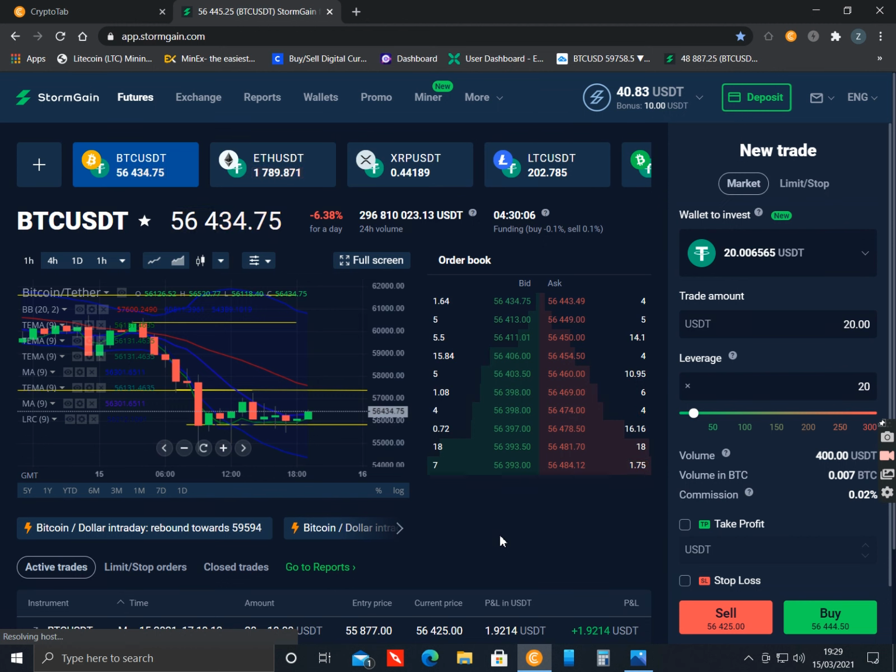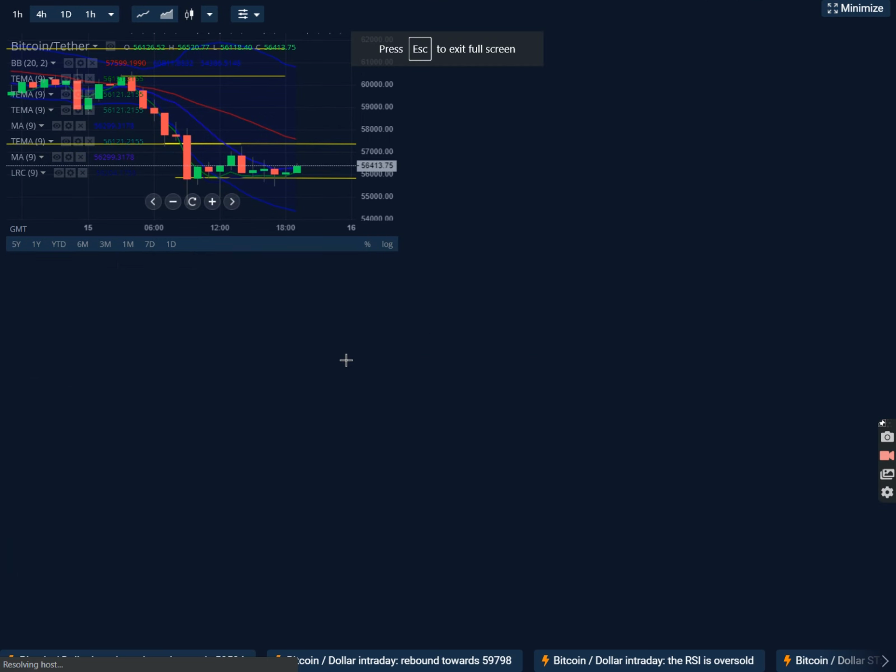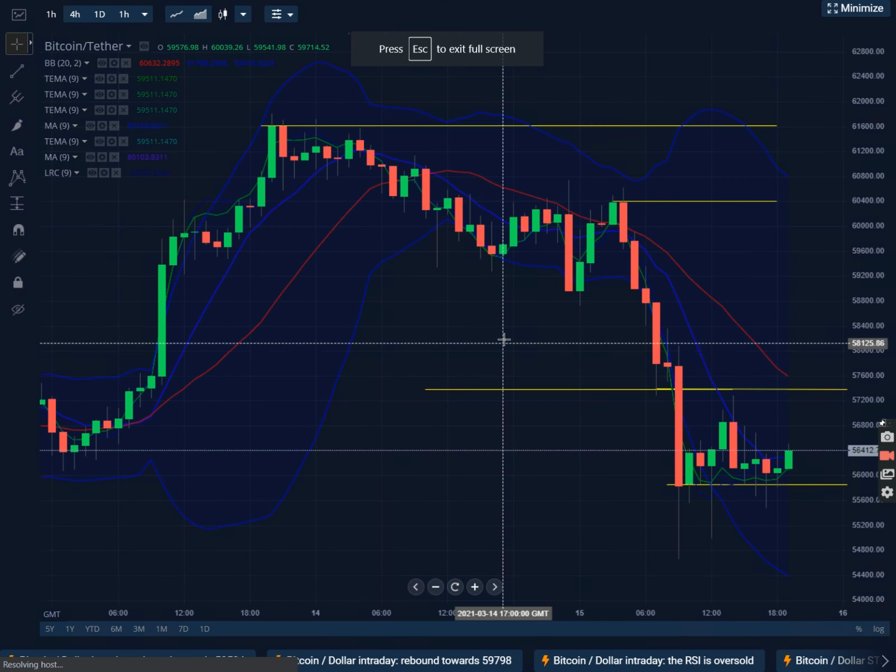So basically, this is the main screen on the Stormgain page. As you can see, this is the chart for BTC and USDT. So basically, it's just like Bitcoin to the dollar, but it's kind of not. It's more to do with the coin. But anyway, if I just click on full screen, this basically opens it up a bit more for you.